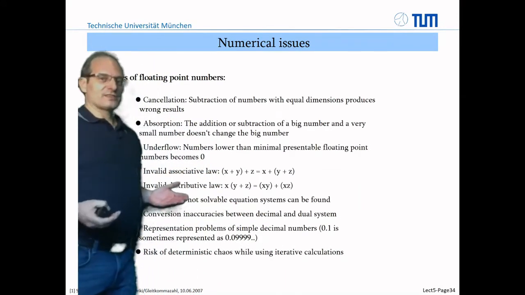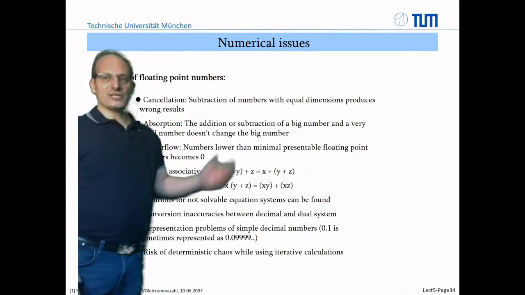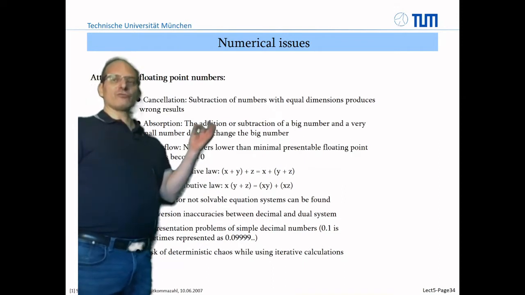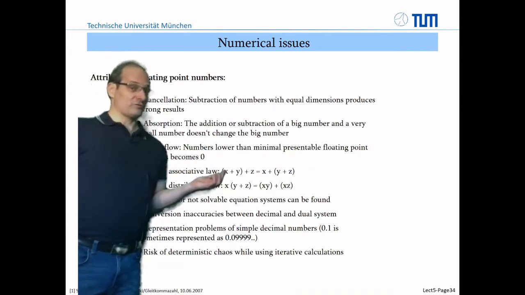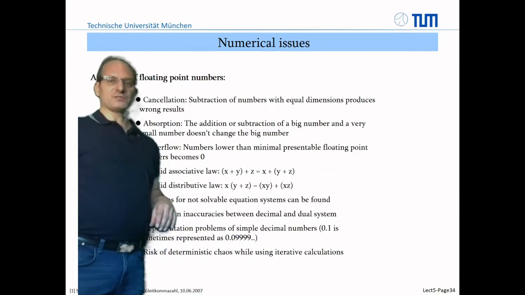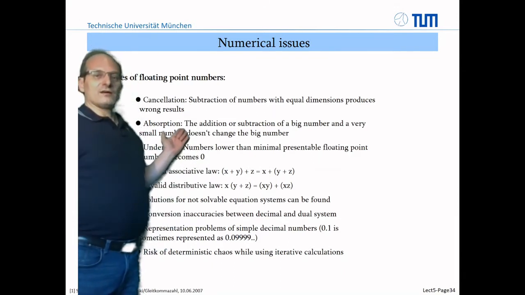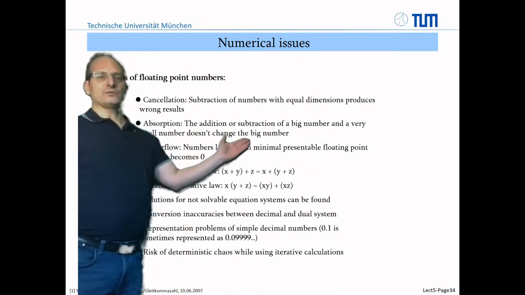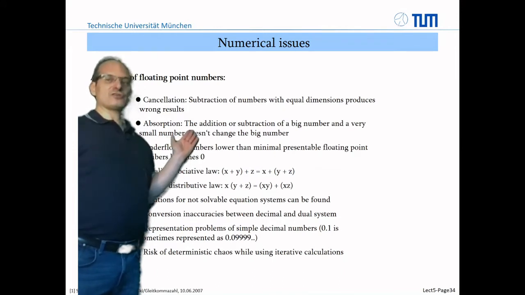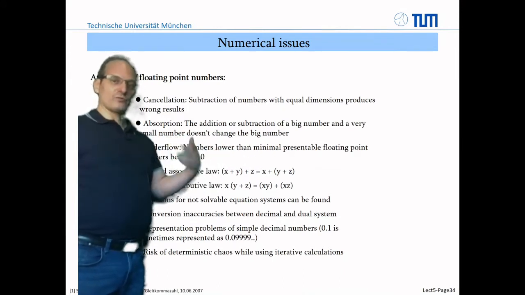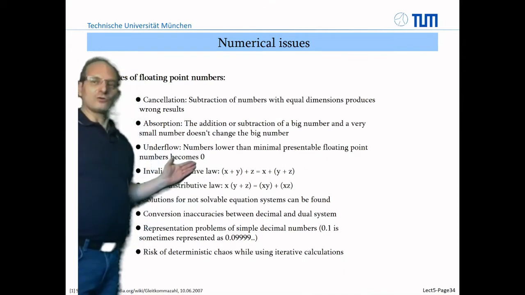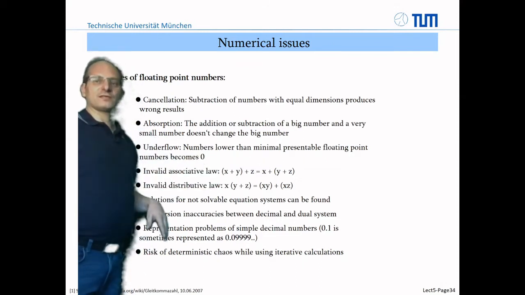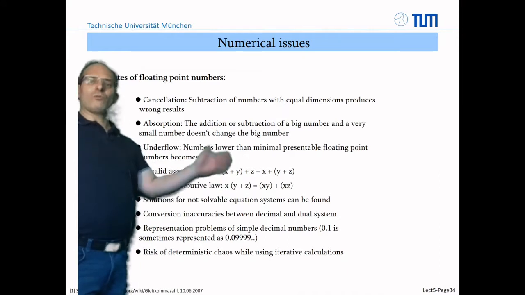There are other things which can happen. So you can have the cancellation. It means a subtraction of numbers with equal dimensions produces a wrong result. So it might be 0, for example, even if there is a distance between these two numbers. Then the absorption situation, what I showed you before. If you have a big number and you add it to a small number, the small number will disappear. So there's no effect. Then you can have a so-called underflow. Numbers lower than the minimal presentable floating point numbers become 0. So they're all very related to each other.